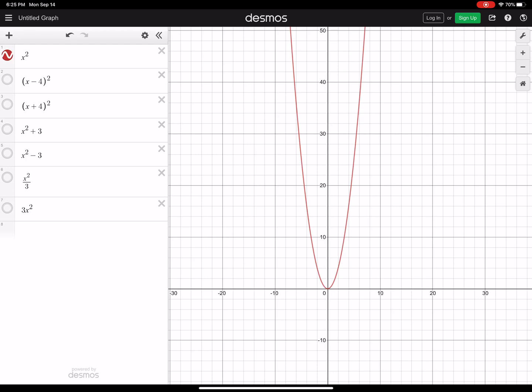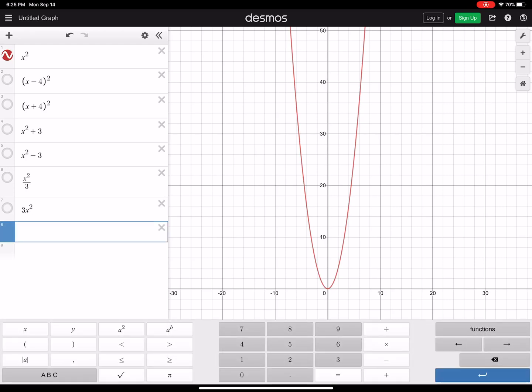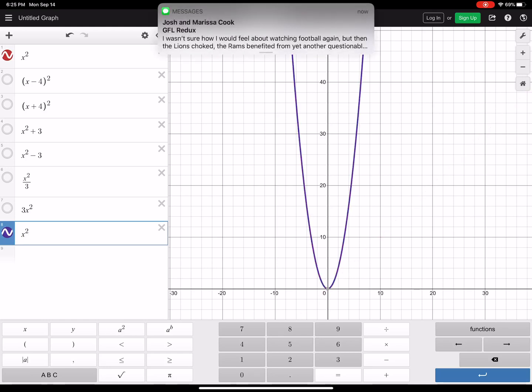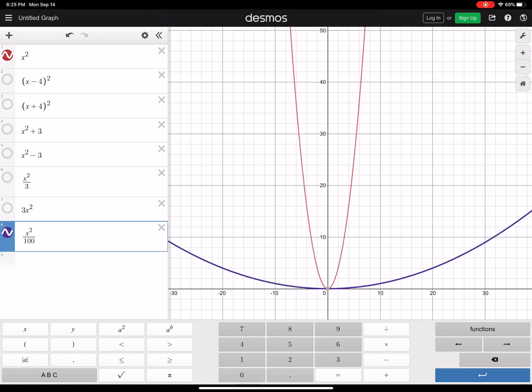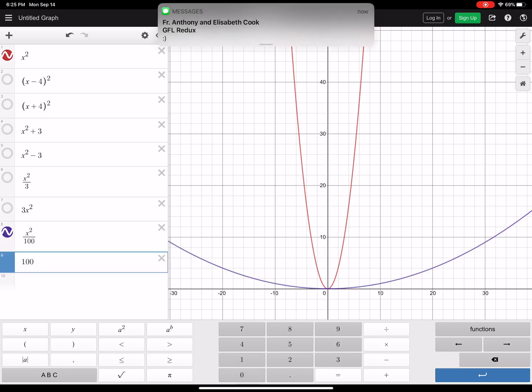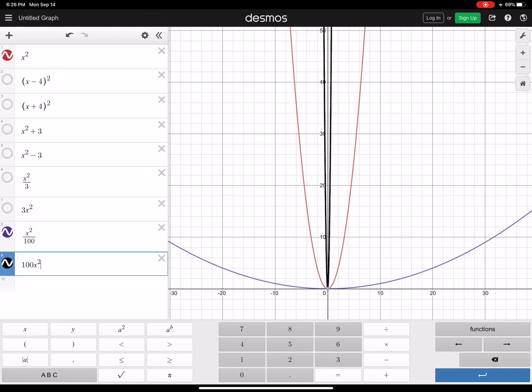Just to show you how wide we could go, I'm going to take x squared and divide it by 100. And you can see it becomes a very wide parabola. And if instead I do 100 times x squared, I get a very pinpoint parabola. Hope this helps. I hope you go to Desmos yourself and play with this to make sure that you understand how transformations work.